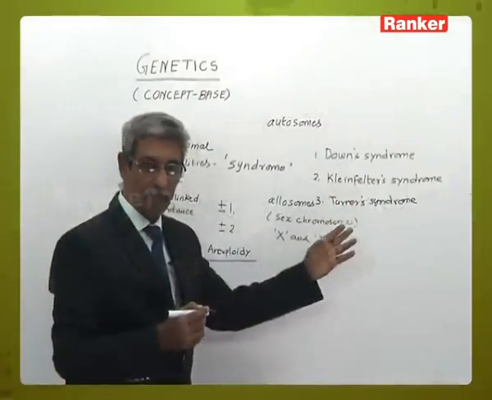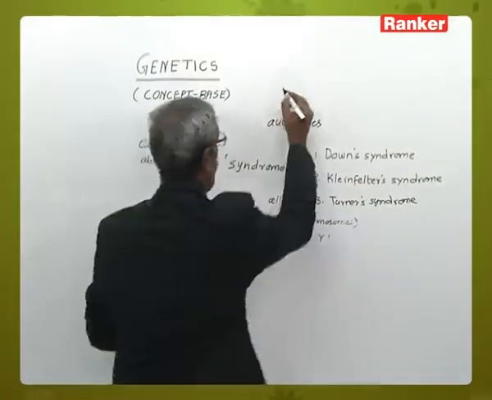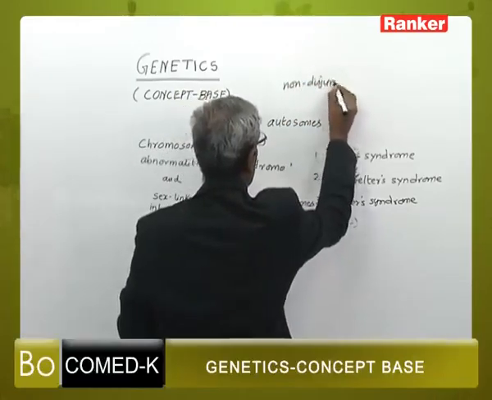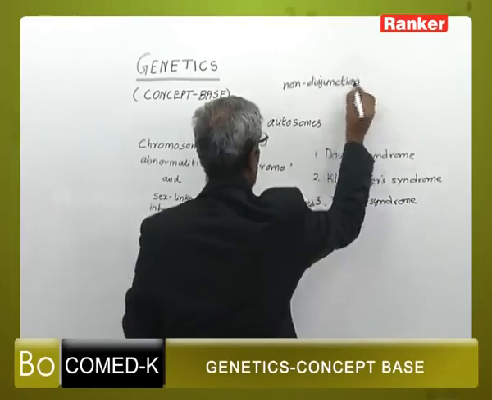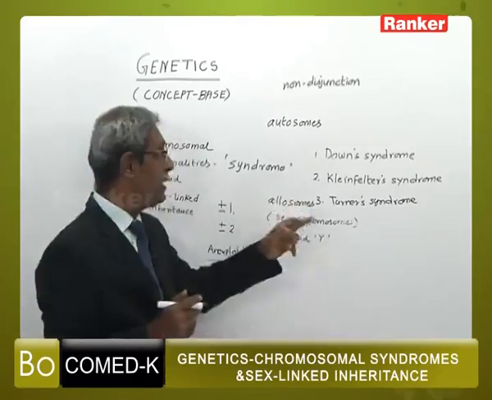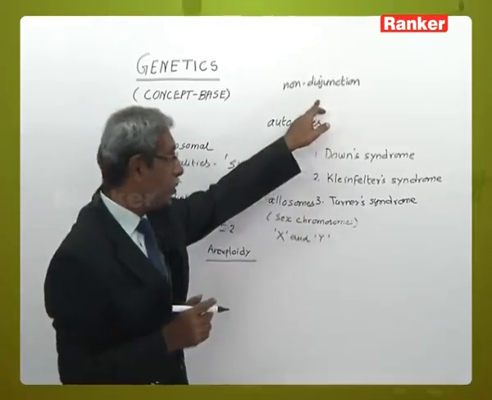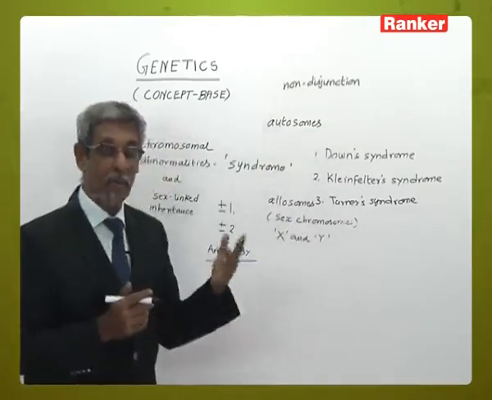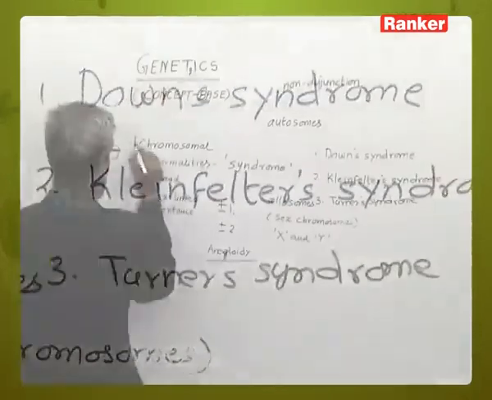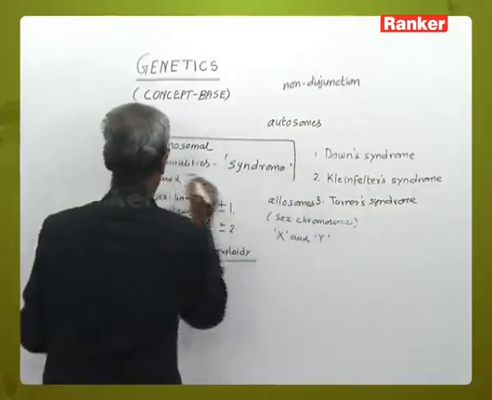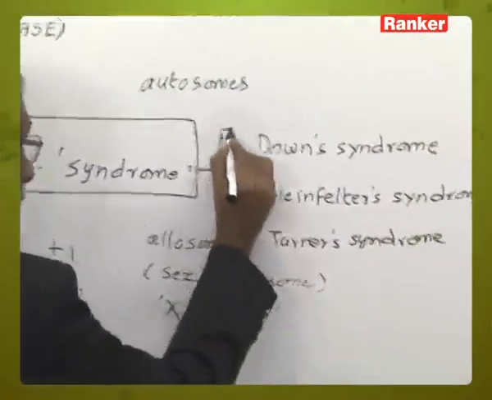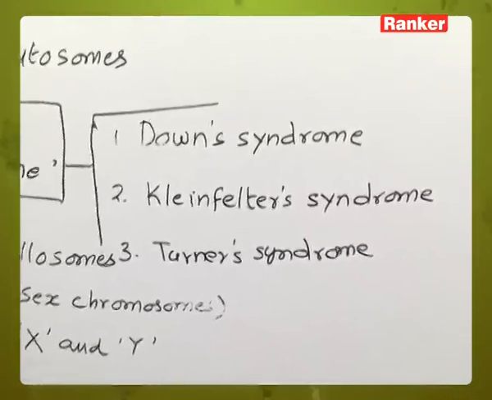wherein we exactly know what happens to the chromosome number, and what is the meaning of the term non-disjunction. That is, when chromosomes do not separate or segregate during cell division, there is non-disjunction. And due to non-disjunction, there can be an increase or decrease in the chromosome numbers, especially in the syndromes. So the first of the studies deals with chromosomal abnormalities or syndromes, wherein we are comparing the three: the Down's, Klinefelter's and the Turner syndrome.